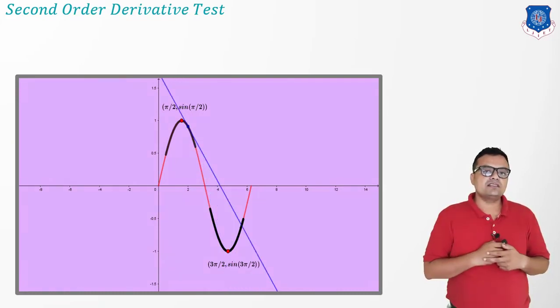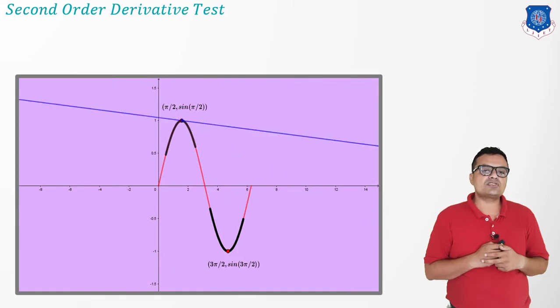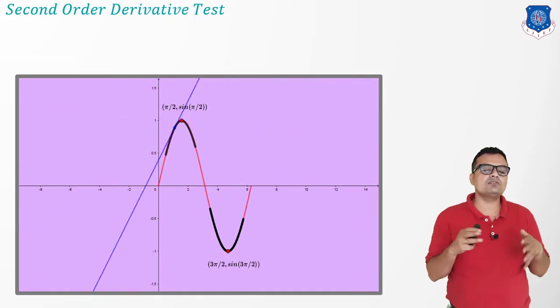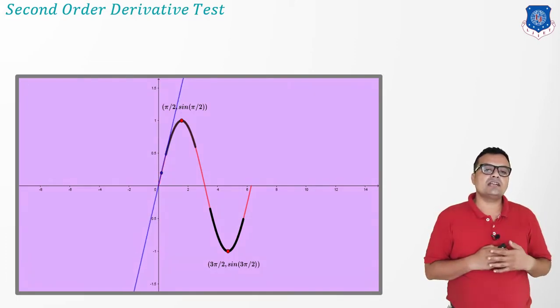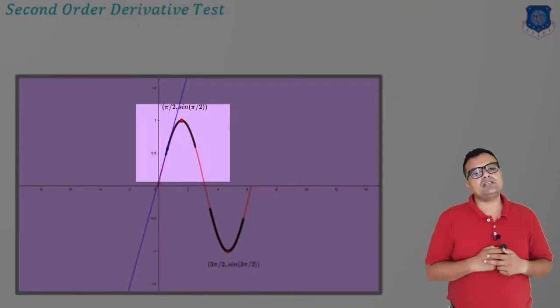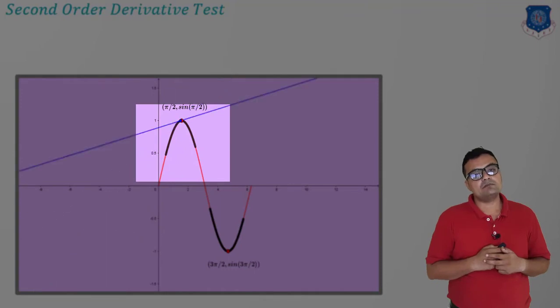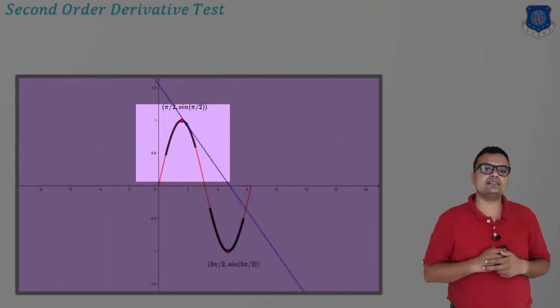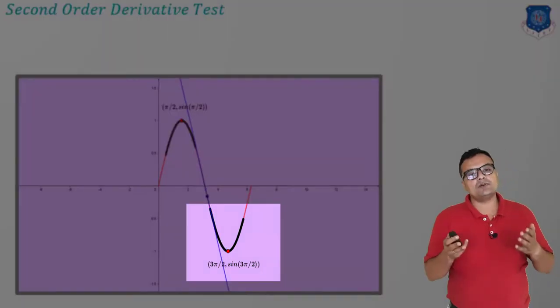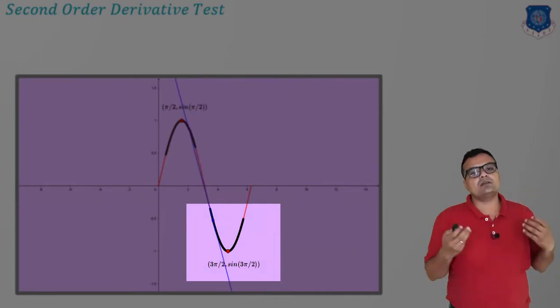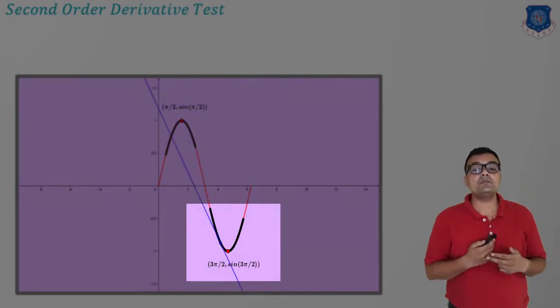So for that reason, what I will do is consider the shape of the graph in the surrounding of the critical point. If the shape of the graph in the surrounding of the critical point is concave down, that means the critical point is maxima in this case. And then if in the surrounding of the critical point the graph is concave up, in that case I can say that the critical point is minima.